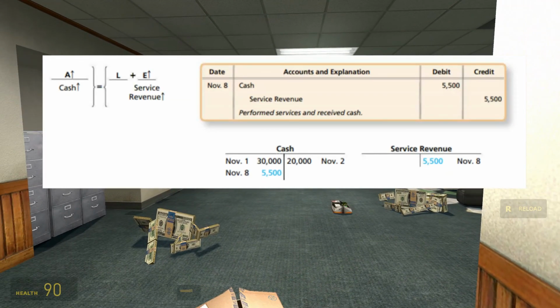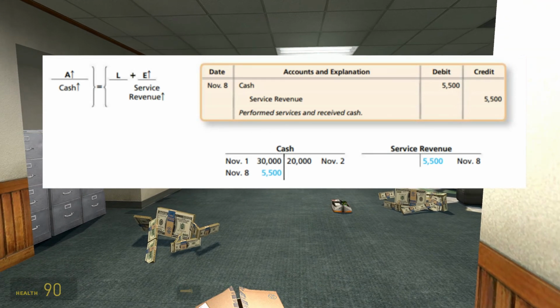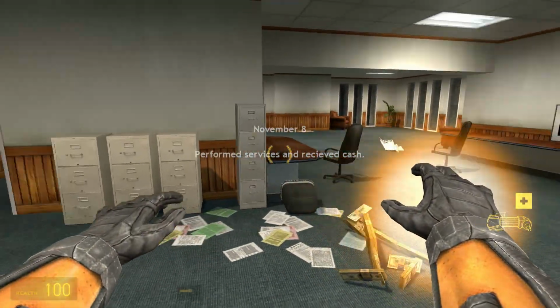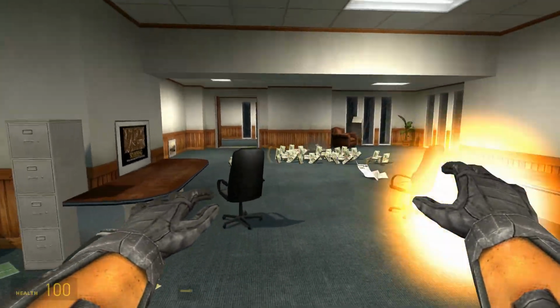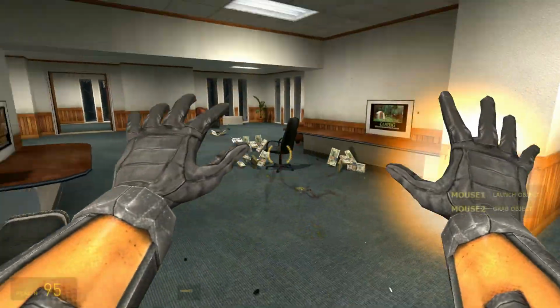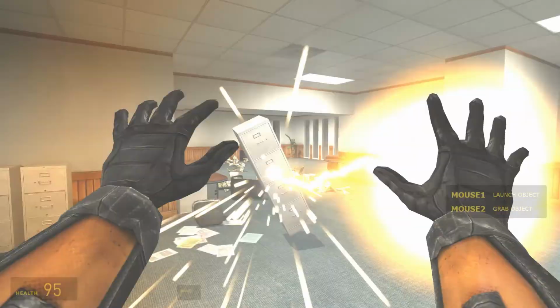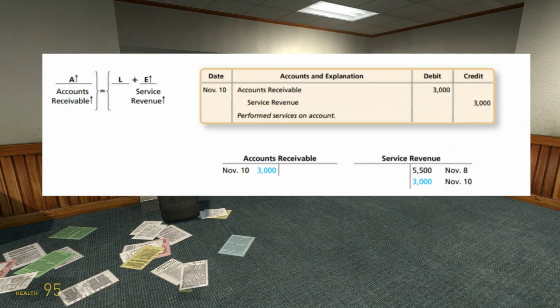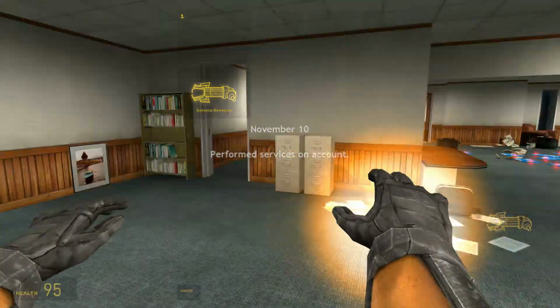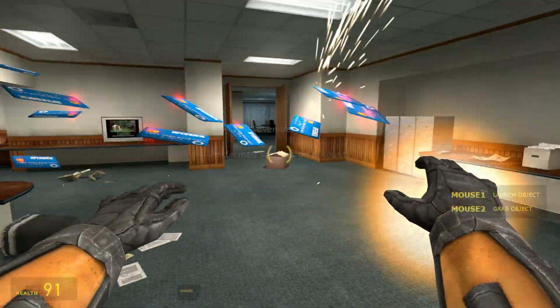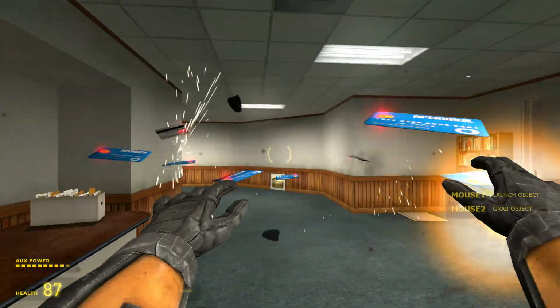Now that office supplies are taken care of, we're going to take a look at service revenue, which is 5,500 cash and 5,500 service revenue. Okay, so now that we've collected cash for service revenue, now we'll show how we collect it on account. So once again, service revenue is our weapon, and accounts receivable is represented by all these evil credit cards.